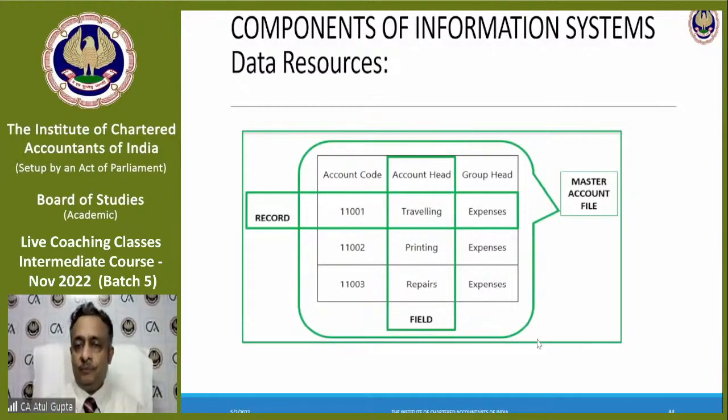Account code plus account head plus expense is a field. This is row, that is record. And this is master account file.